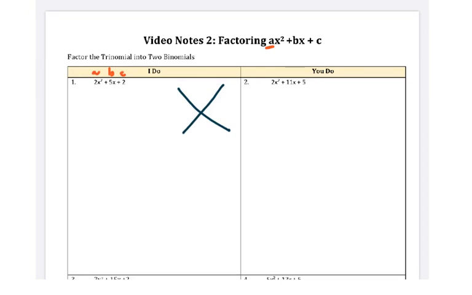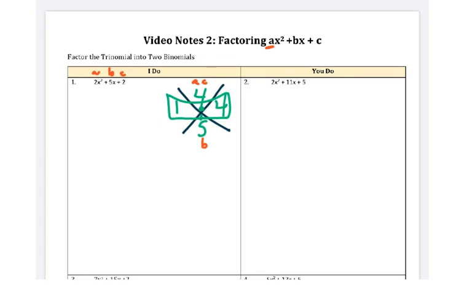I take my a number times my c number. So in this one, a is 2, and c is 2. 2 times 2 is the number 4. And then I take my b number and put that on the bottom. The b of this equation is a 5. So again, same rules apply. What multiplies to make 4, but adds to make 5? So 1 times 4 multiplies to make 4, where 1 plus 4 adds to make the number 5.